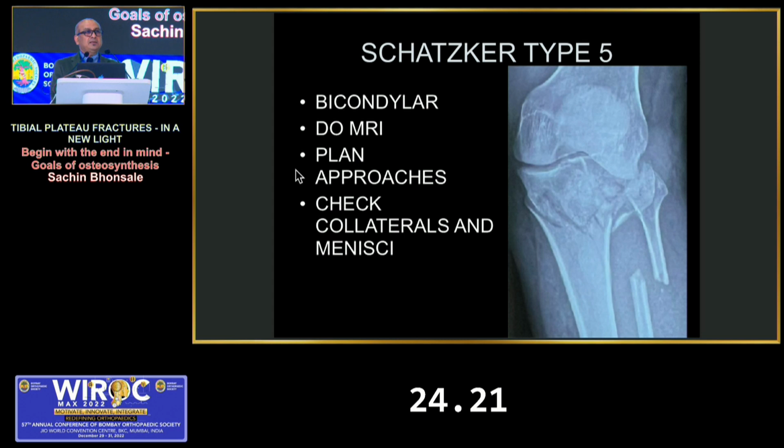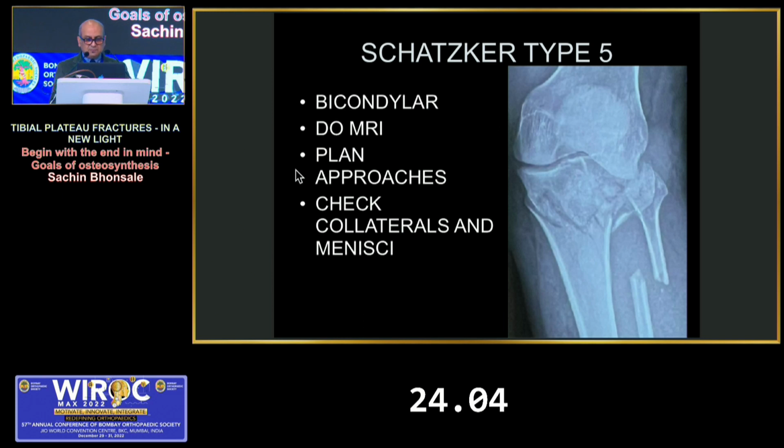Schatzker type 5 and 6 are bicondylar fractures, but the difference between 5 and 6 is that metaphyseo-diaphyseal disjunction happens in 6. Always do an MRI scan in Schatzker type 5 and 6 fractures. Plan the approaches beforehand. Check collaterals and the menisci.